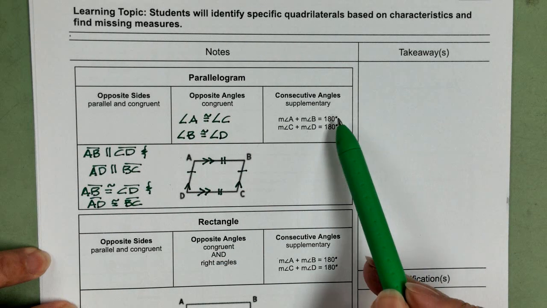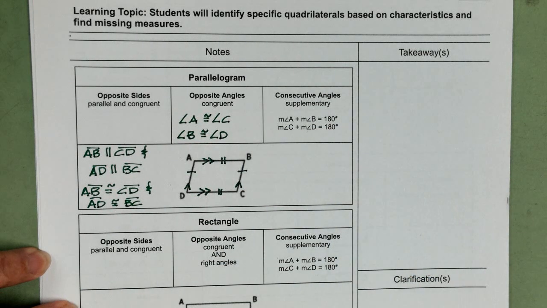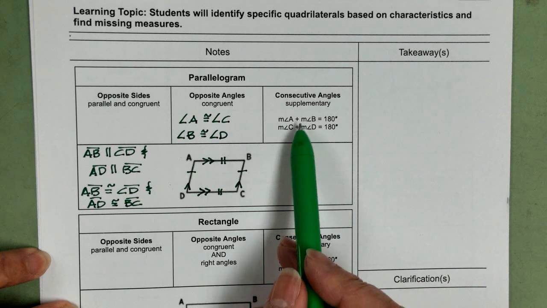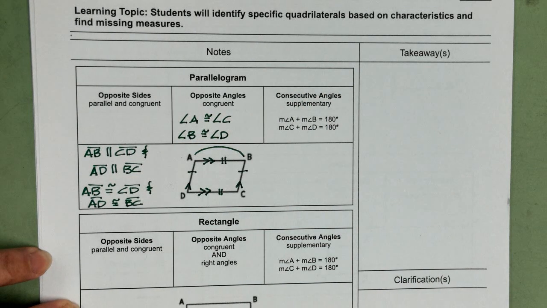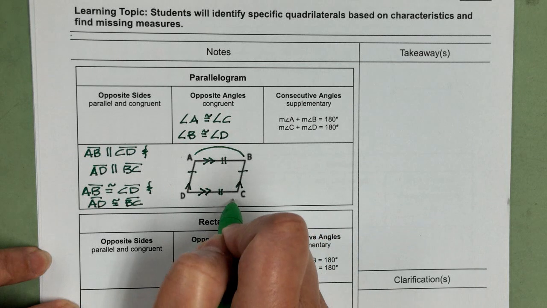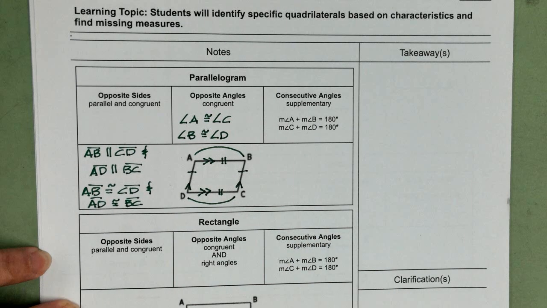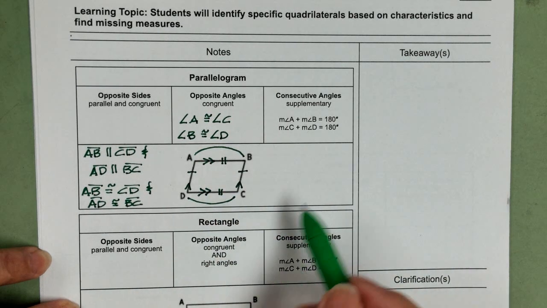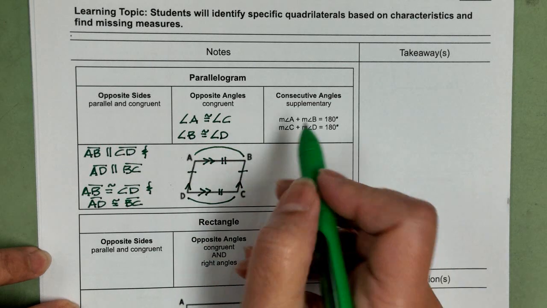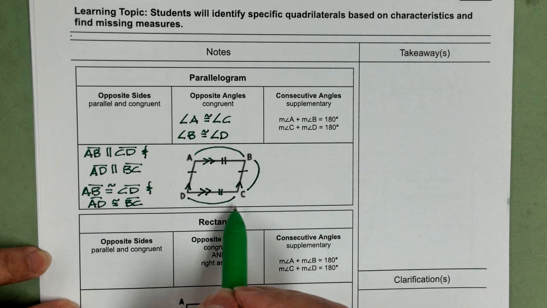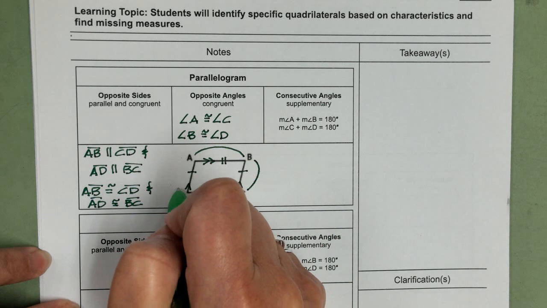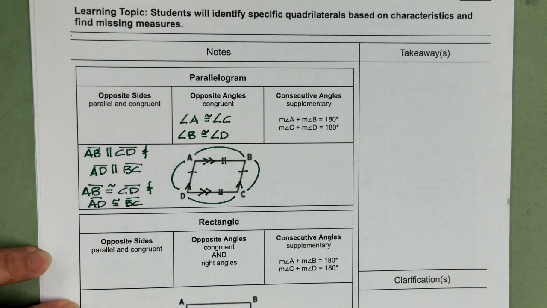The other characteristic is that consecutive angles, meaning angles that are right after each other or next to each other, are supplementary. So we have two of them here. Angle A and angle B are supplementary. Angle C and angle D are supplementary. But as we go around the parallelogram, angles A and B are supplementary, angles B and C are supplementary, C and D are supplementary, and angles A and D are supplementary. So those are the characteristics of a parallelogram.